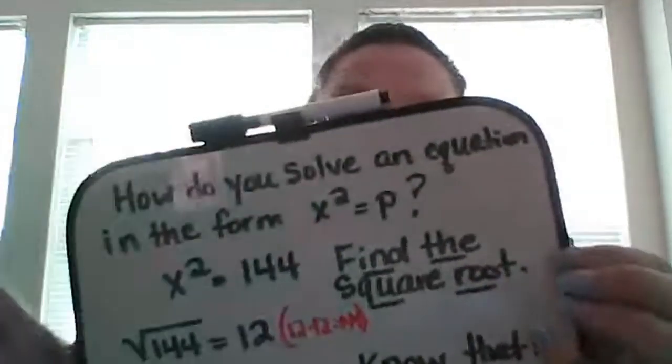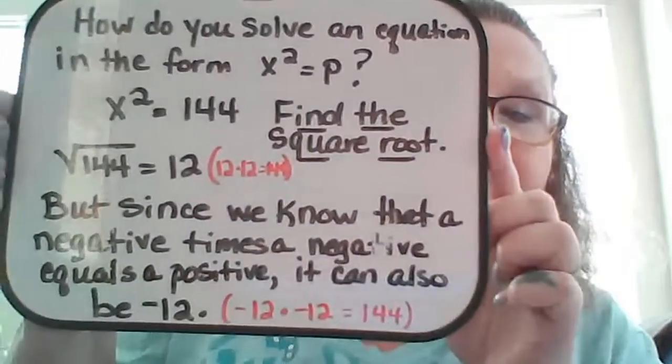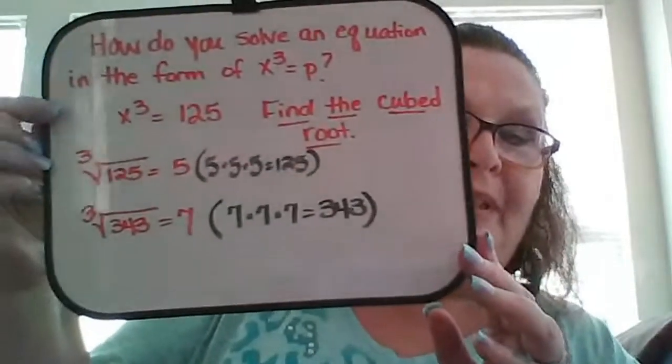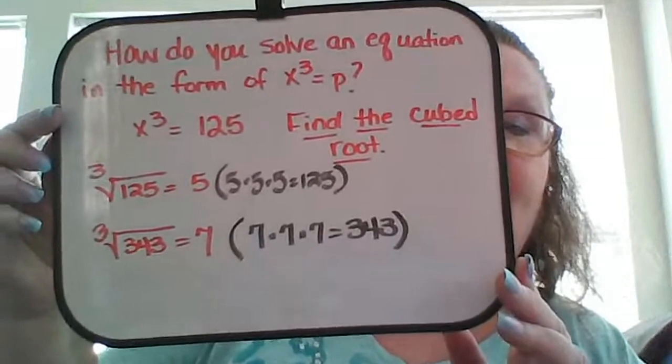Now it's only on the square root where it says x squared equals p that you would have to put the positive and the negative number. When you're doing what number cubed, that's not going to apply to that.